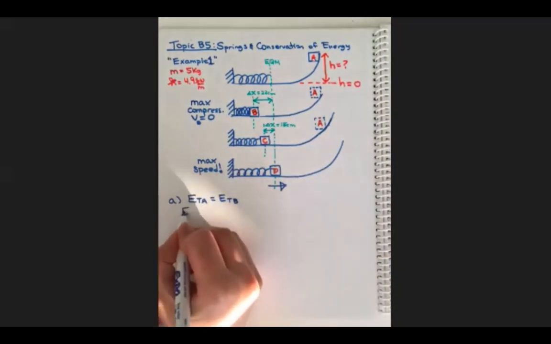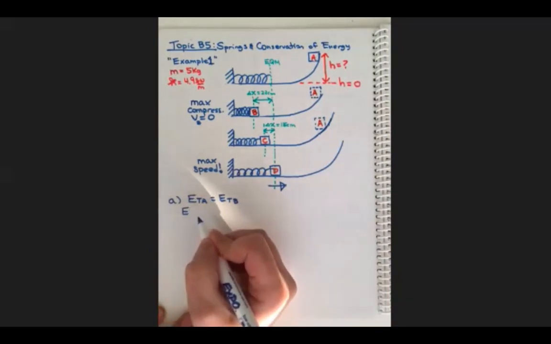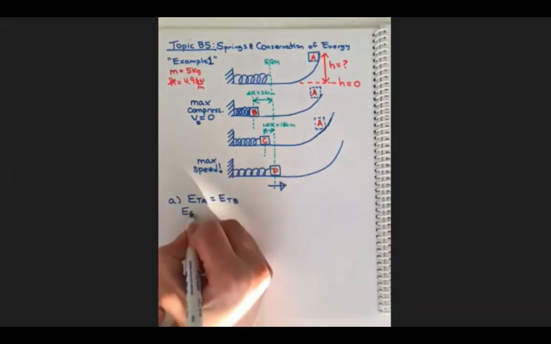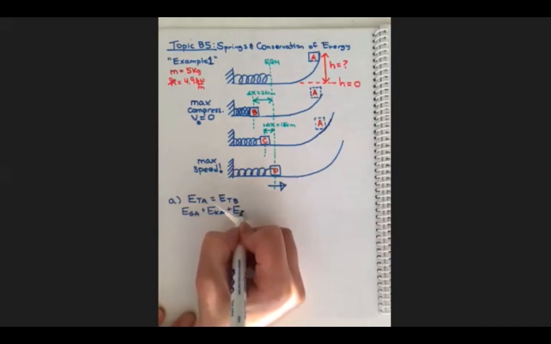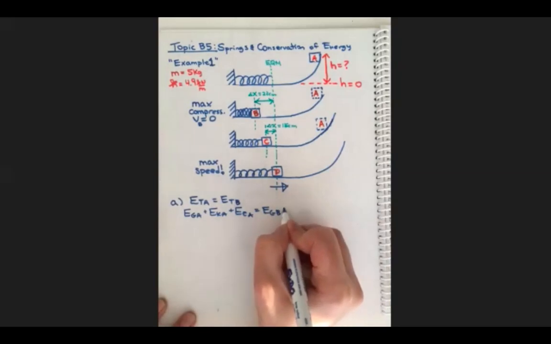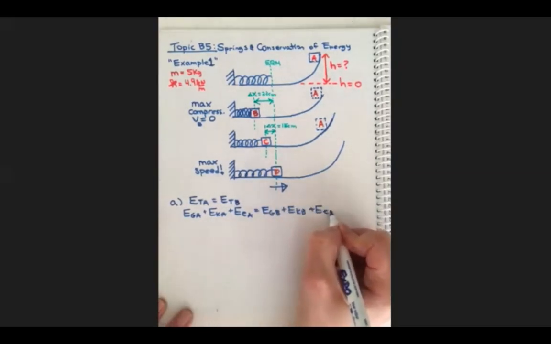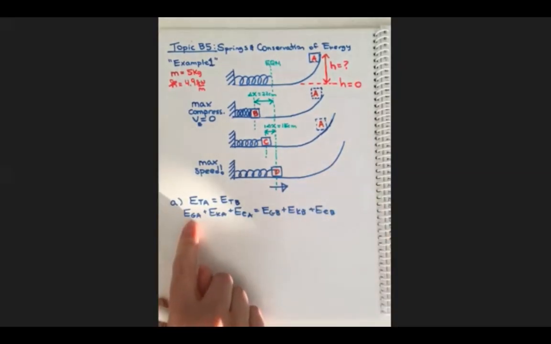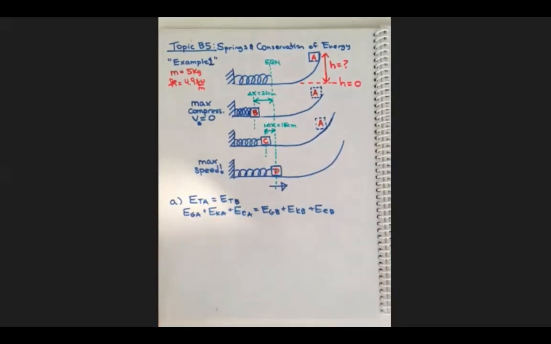Total energy at any point is made up of the sum of the potential types of energy and the sum of the kinetic types of energy. So in this case, it's EGA plus EKA plus EEA equals EGB plus EKB plus EEB. So that's the sum of the gravitational potential, kinetic, and elastic potential for each side. And we always start with that, but we really hope that we can simplify. We can simplify this a lot.